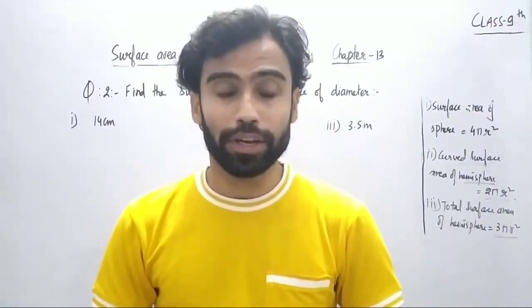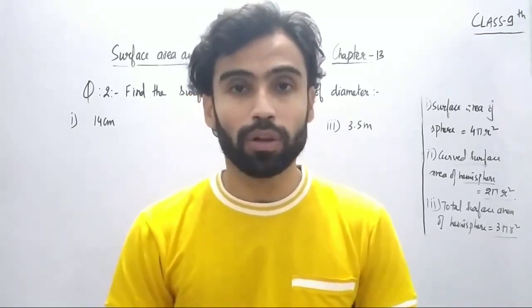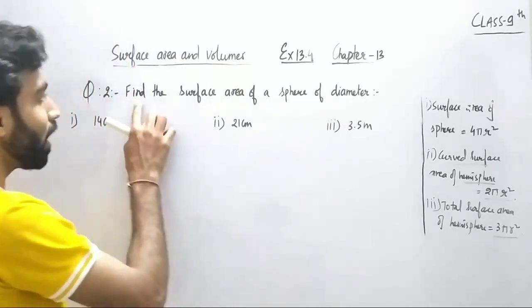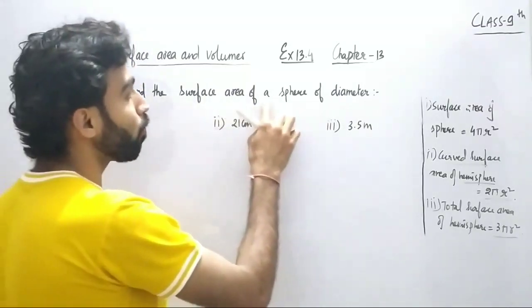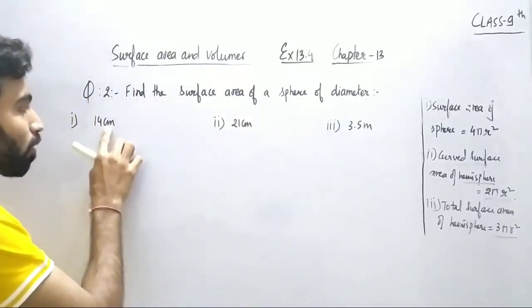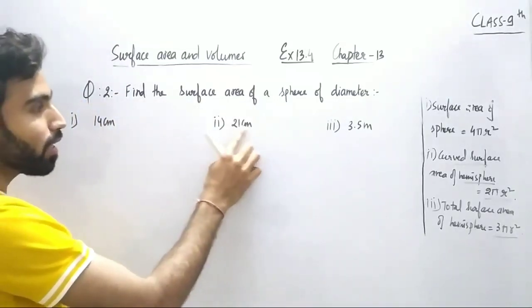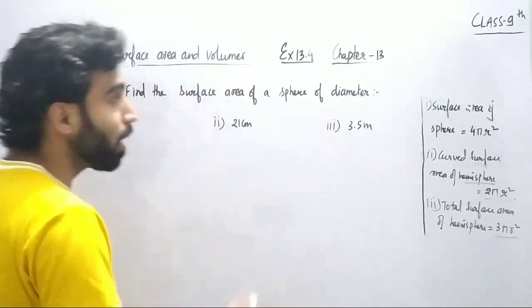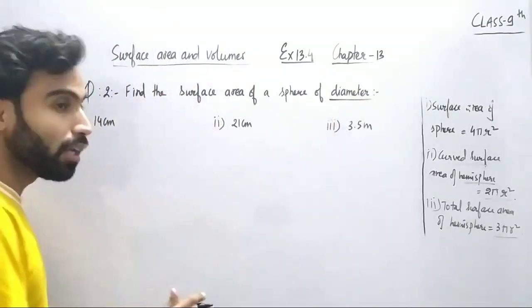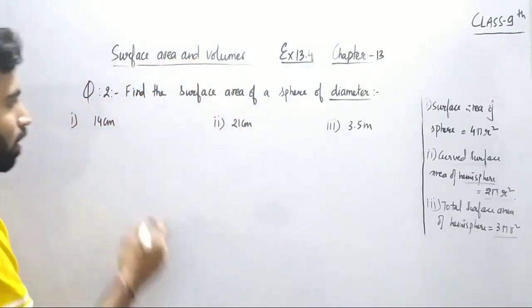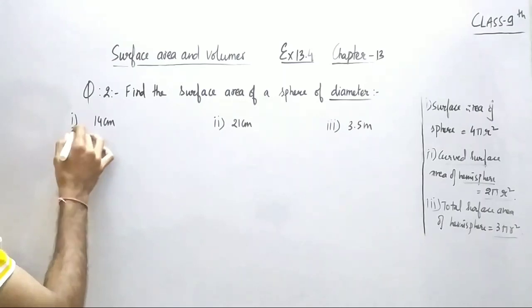So students, let us move on to the next question now, that is question number 2. Now in this we have to find the surface area of a sphere of diameter. You can see the first part is 14 centimeter, the second is 21 centimeter and the third one is 3.5 meters. So here we are given the diameter of the sphere. In the previous question, what was given to us? Radius, right?